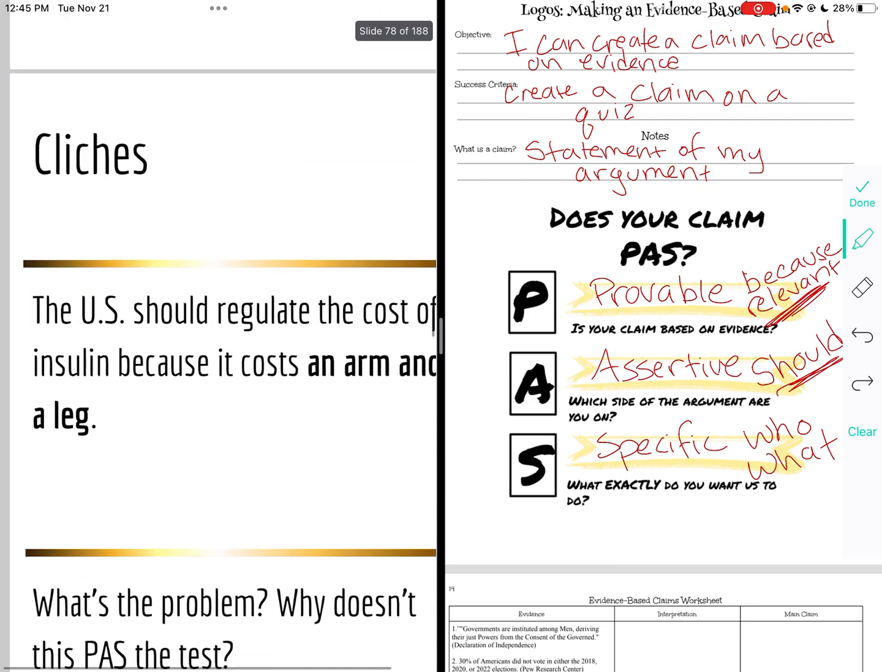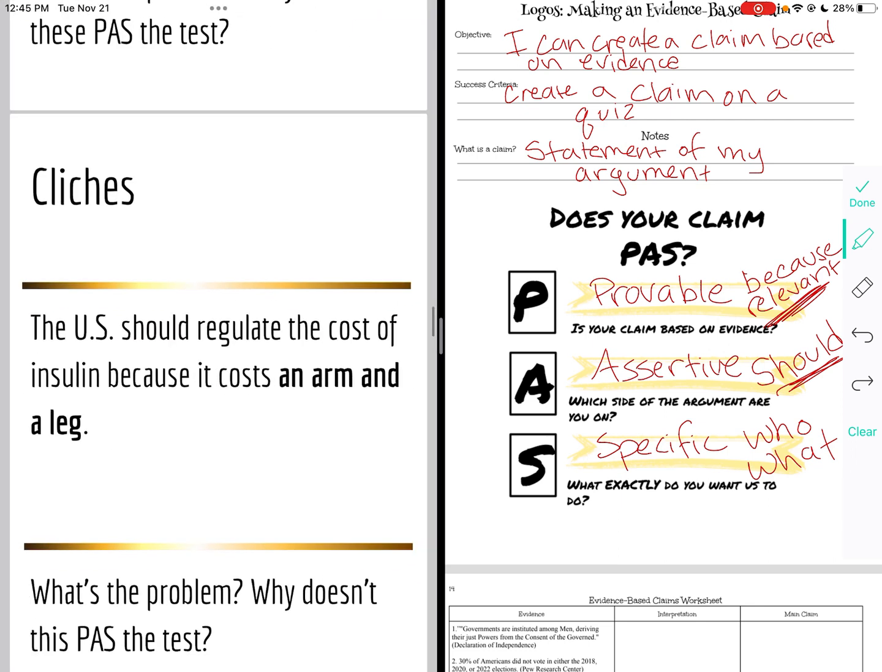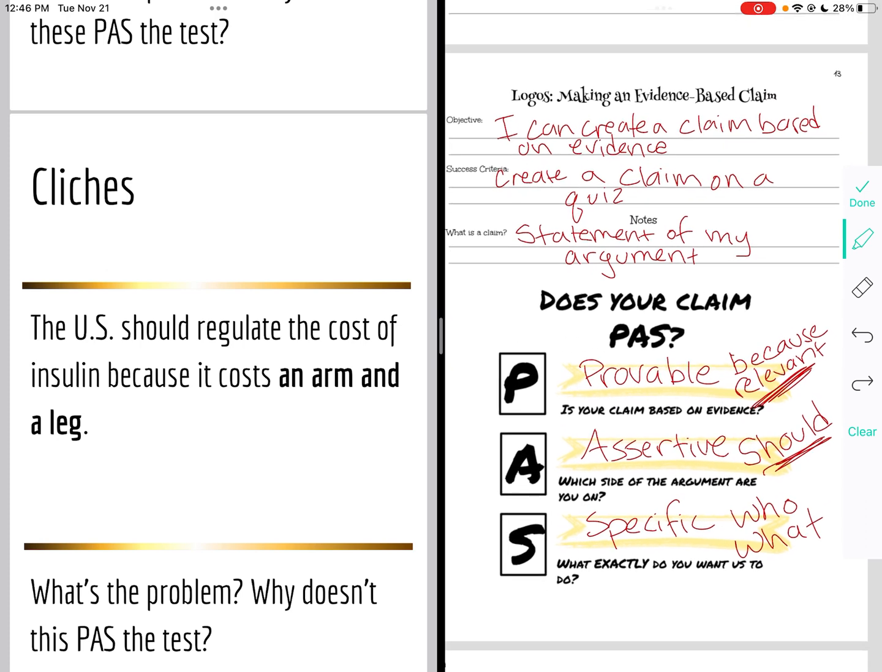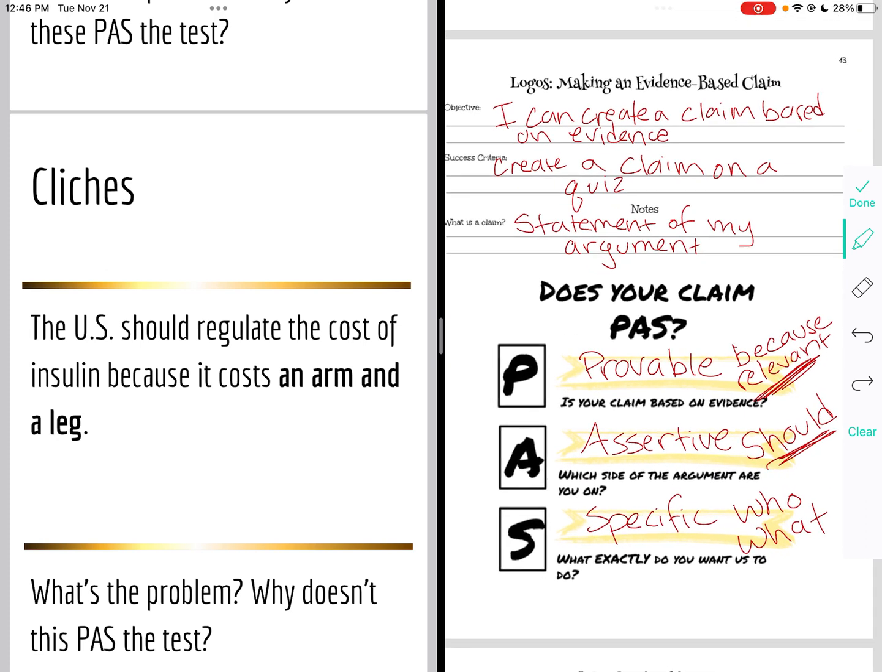This is good, right? The U.S. should regulate the cost of insulin because it costs an arm and a leg. This is an example of a cliche. Cliches are not specific. And so we need to make sure we use clear language to communicate with our audience. What does an arm and a leg mean? Are people literally giving arms and legs? No. A cliche is a type of figurative language.